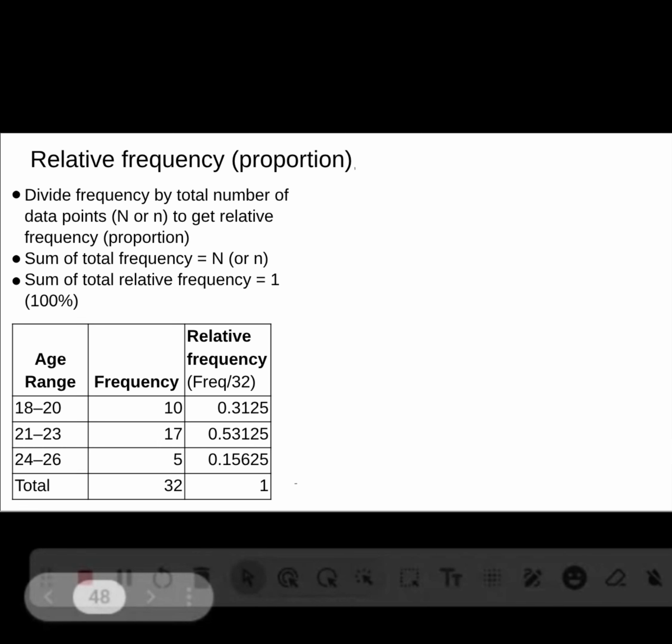If we sum up the total frequency, as we said, we get the population as n. But if we sum up the relative frequencies, we always get 1, because the sum of all the proportions is always equal to 1, or 100%. Or another way to think about it is that these values add up to 32. So if you divide them by 32, you get 32 over 32, which is 1.